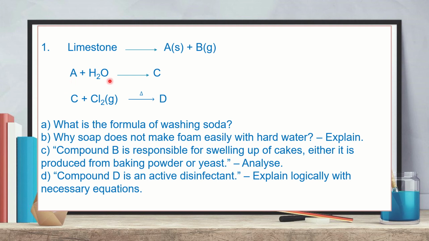Calcium oxide reacts with water and they produce C. That means C is calcium hydroxide, and C reacts with chlorine. The mixture of C and chlorine is heated to produce compound D. C is calcium hydroxide, so here D will be bleaching powder, calcium chlorohypochlorite.